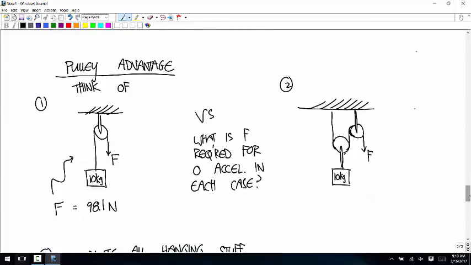Okay, so with this one, if this F pulls down an inch, where does this mass go? Up 1 inch, right? Think about this more complicated system. If you pull this end down an inch, how far up does this one go? It only goes up half an inch. You can think of it as, to get an inch from here, you're taking an inch from this part and an inch from this part. And so the weight is cut in half, but the distance you have to pull is doubled.